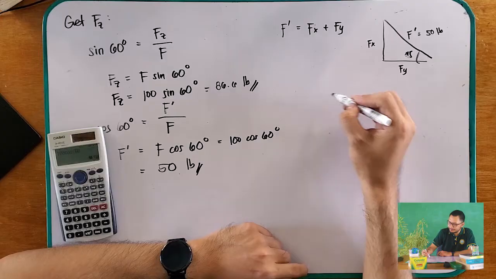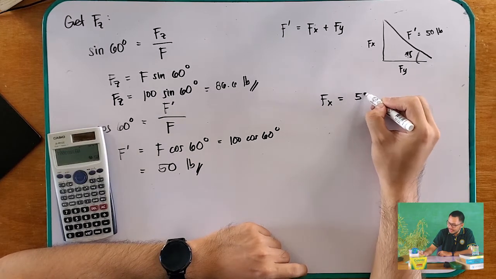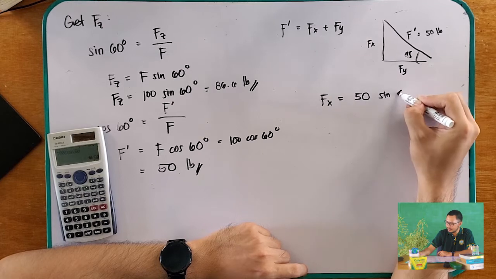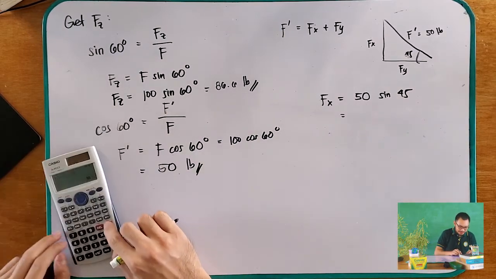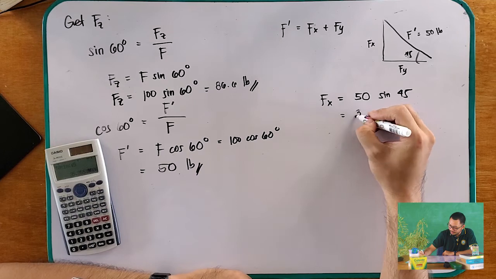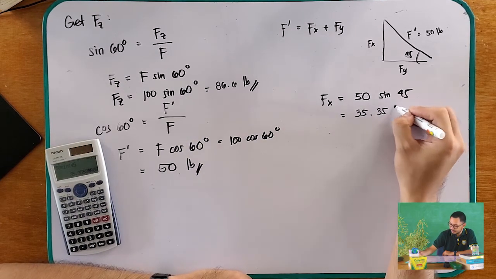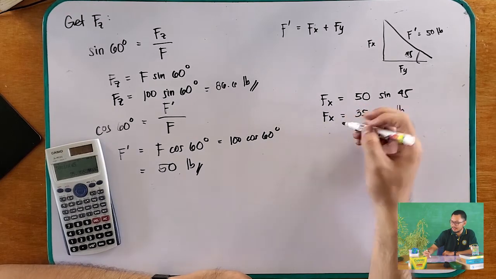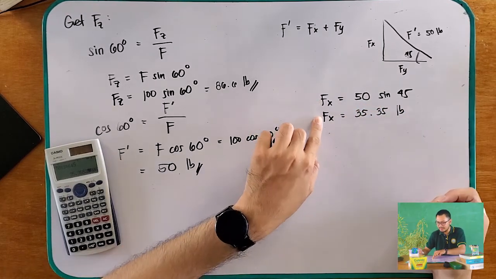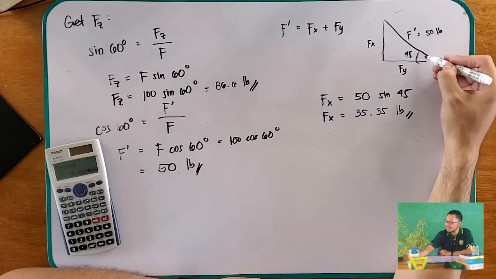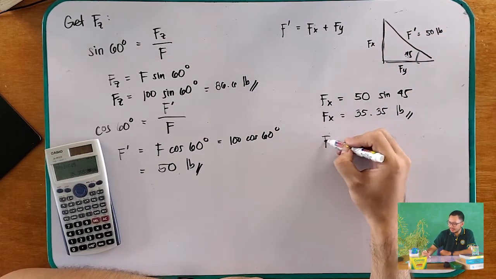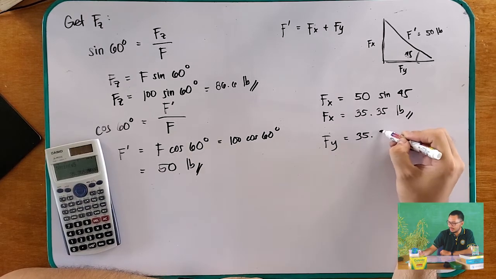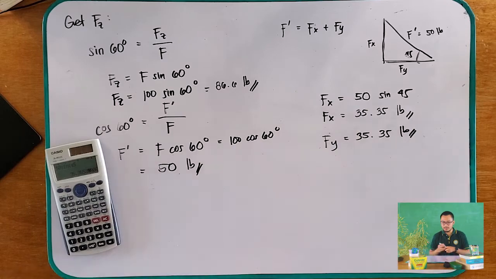So therefore, to get your FX, what you will do is 50 sine of 45. I am going straight to it, okay? So how much is 50 sine 45? That is 35.35 pounds. So that is your FX. And your FY, since this is 45, then this line is equal to this line. So, your FY is also equal to 35.35 pounds. Are we done yet?